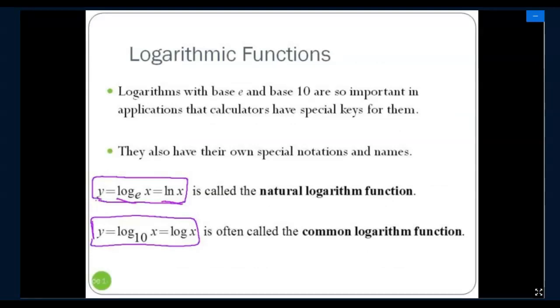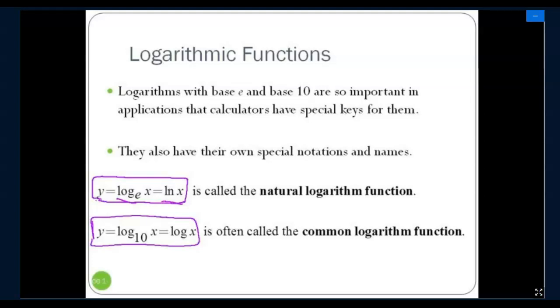Okay, logs with base e are known as special logs. These logs are actually on our calculator. They're the log button you see on the left where it just says log. So logarithms with base e and base 10 are considered the special logs. They get their own buttons on a calculator.